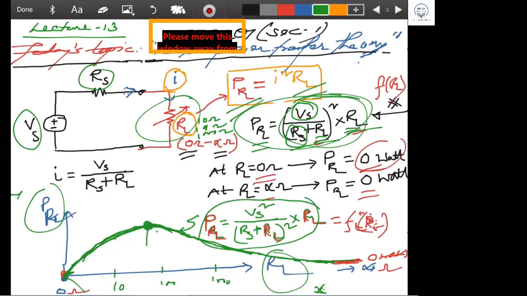At this peak, you are getting the P max, the maximum power, for a certain value of RL. At what value of RL are we going to get this P max? This is a big issue now. That is what our target is to determine. Do you all understand up to this? Yes, sir.